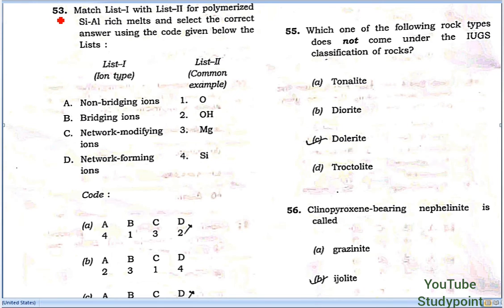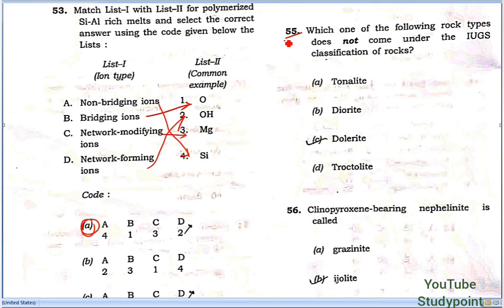Next one, question number 53. Match list 1 with list 2 for polymerized Si-Al rich melt and select the correct answer using the code given below. In list 1 given non-bridging ion. We know non-bridging ion is Si, bridging ion is O, and network modifying ion is Mg, and network forming ion is OH. The right answer is option A, A4, B1, C3, D2.